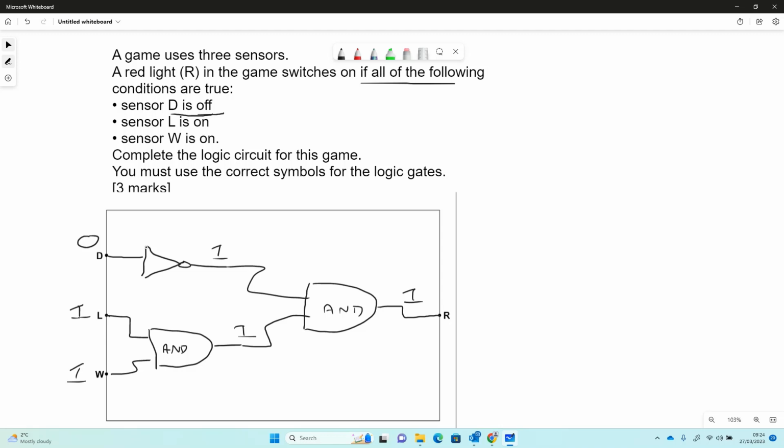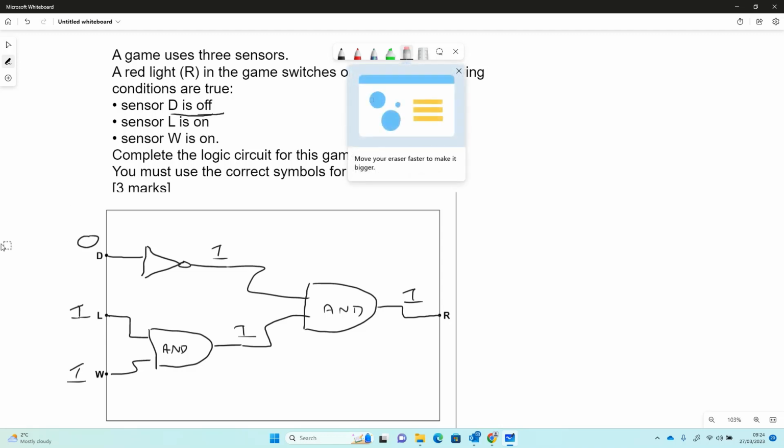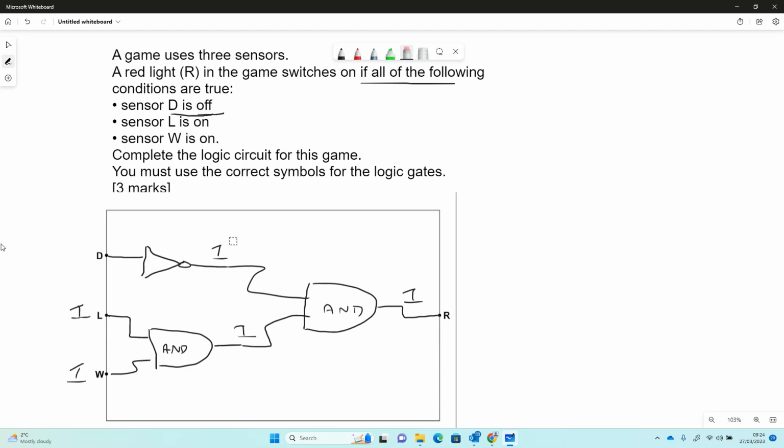So alternatively to that, we can check this out and see. So if sensor D is on, it's a 1, it'll appear as a 0 here. So even if both of these are on, the 1 and the 0 in the AND gate will mean that we've got a 0 at this end, like that.